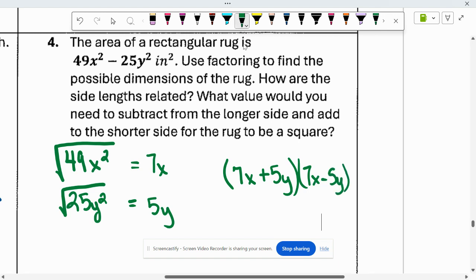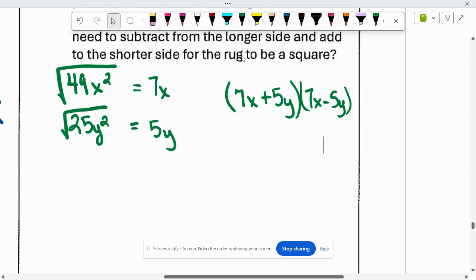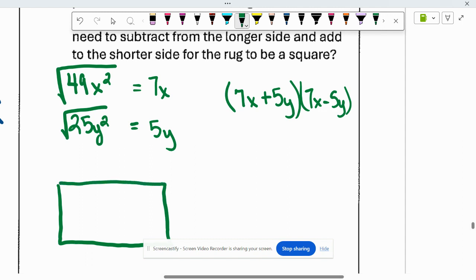So I'm going to draw a picture and label my measurements for my rug. So here's my rectangular rug. I'm going to make this be the 7x plus 5y measure, and this is going to be the 7x minus 5y measure.